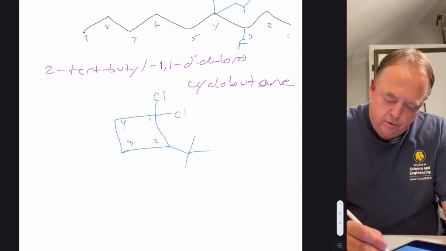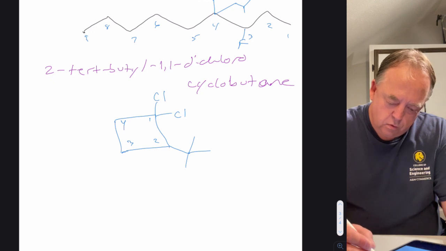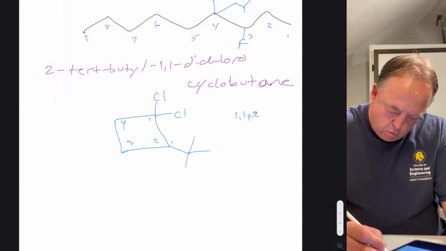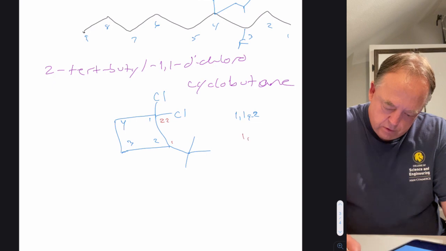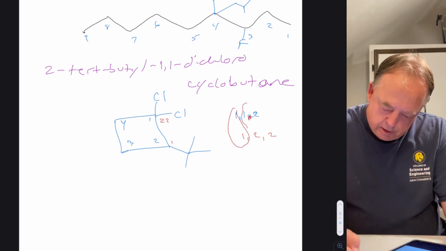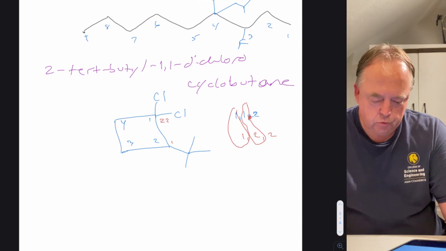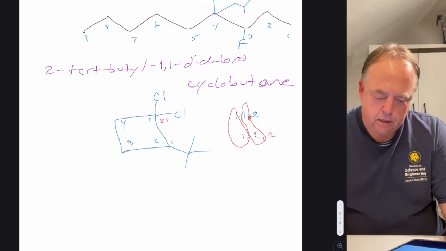Because you would start numbering with the chlorine, right? Because then it's 1, 1, 2. Whereas if you started numbering with the tert-butyl, it would be 1, 2, 2, and 1, 1, 2. Right, so those are the same, and then you go to the next spot, and that's the point of difference. So 1, 1, 2 is better than 1, 2, 2. So that is the right name for the molecule.